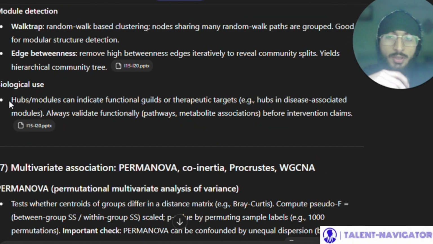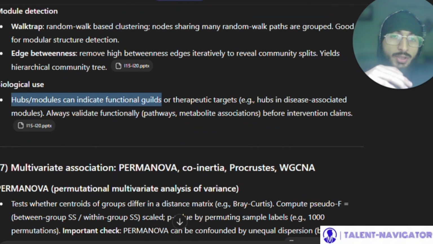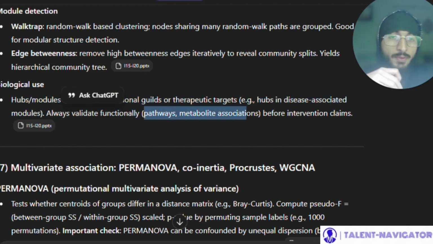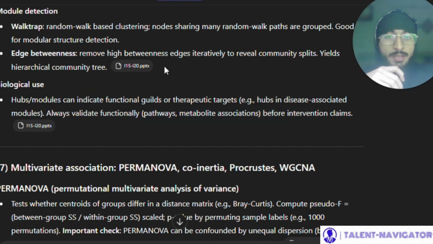What is the biological use? Hubs and modules can indicate functional guilds or therapeutic targets. For example, with hubs in disease associated modules, always validate functional pathways and metabolite associations before making intervention claims.